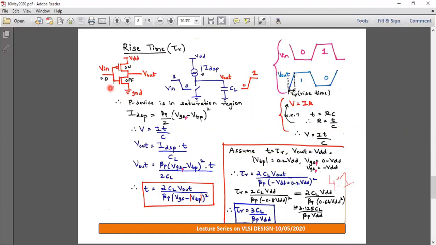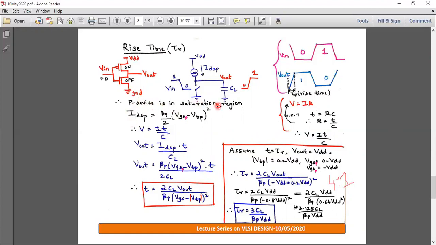So for rise time, V in is 0, PMOS on, NMOS off. PMOS is on, so it is replaced with a current source. NMOS is off, so it is an open switch. So the output node is offered a closed path to VDD, hence the capacitor charges to VDD. The P device is on, so it is in the saturation region. The N device is off, so it is in the cutoff region.